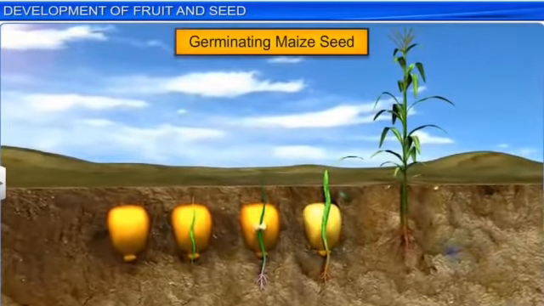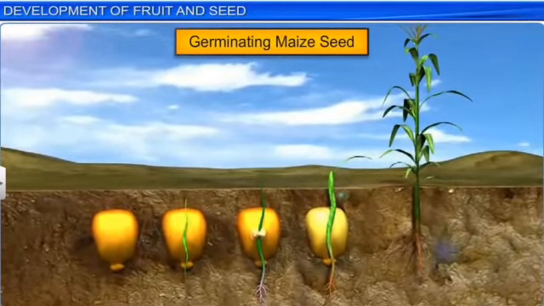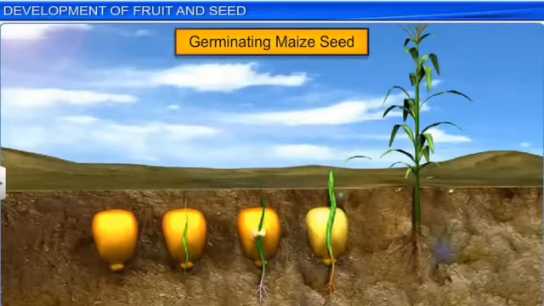So here we can observe the germination of the maize seed, the arising of the radicle and the plumule. The radicle gives rise to the root system and the plumule gives rise to the shoot system.